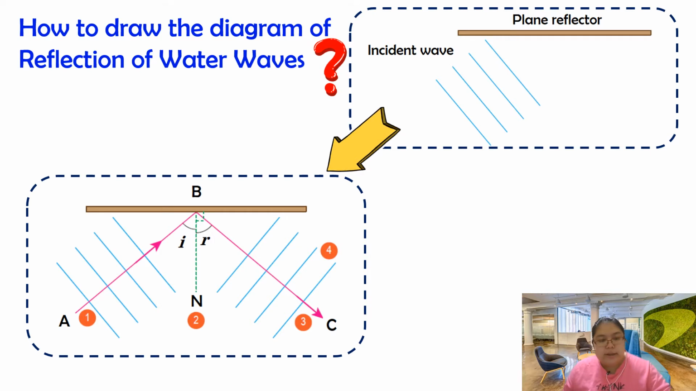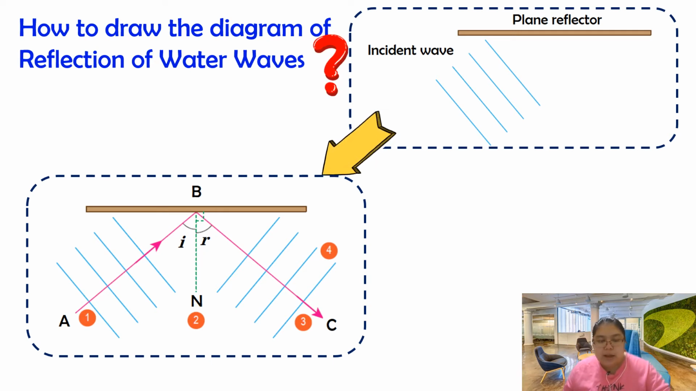Okay, for here, we need to know how to draw. Okay, how to draw the refraction of water waves. Let's see the diagram here. They got an incident wave. This one is a plane reflector. So that means you must start drawing at A.